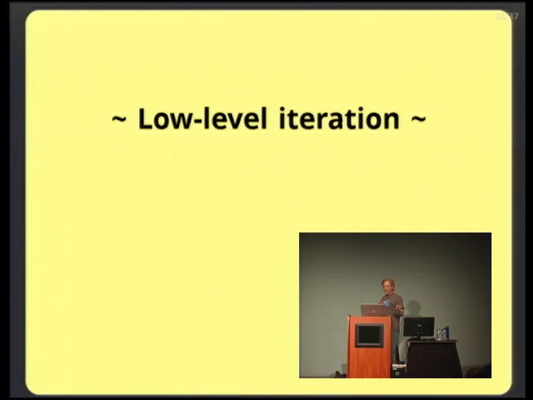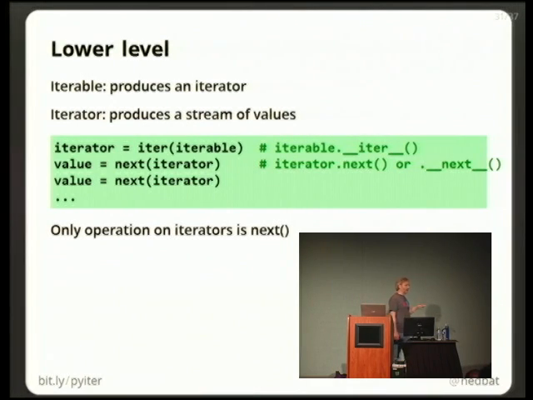Let's talk a little about low-level iteration and how you can customize your objects. What's actually happening at the lower level? I've been using the terms iterable and iterator, and people often think they're interchangeable. They're not. An iterable is any value that can produce a stream of values. And an iterator is the object that knows where you are in that stream.